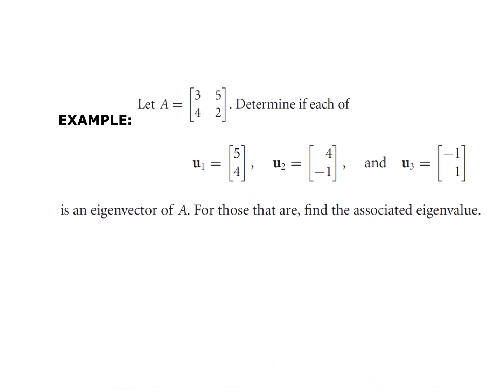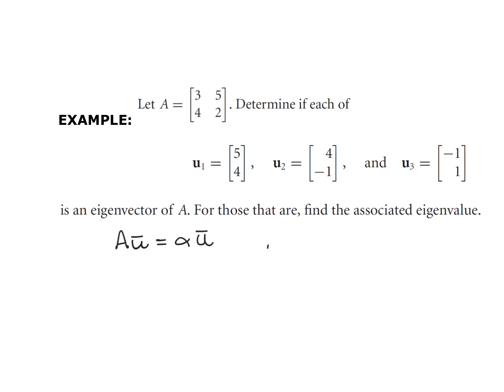So we have this matrix, and determine if u sub 1, u sub 2, and u sub 3 are eigenvectors for A, and if they are, find the associated eigenvalues. The easiest way to check is that we know A multiplied by u must be equal to some alpha multiplied by that vector u. That's the easiest way to tell.